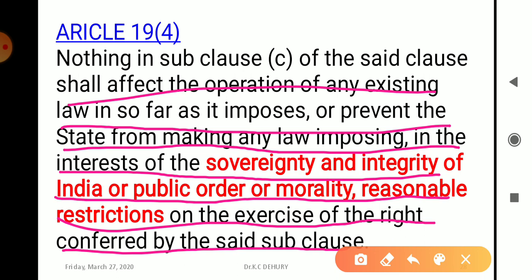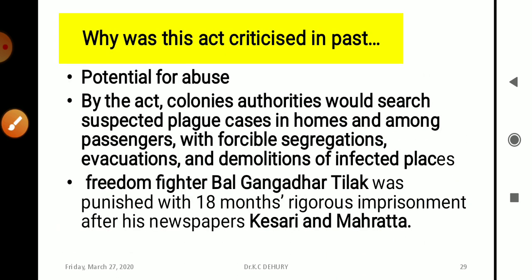So those who are outside on the road, they should not roam freely, because under Article 19(4) lockdown and curfew may be imposed upon you, right? So why was this Act criticized in the past?